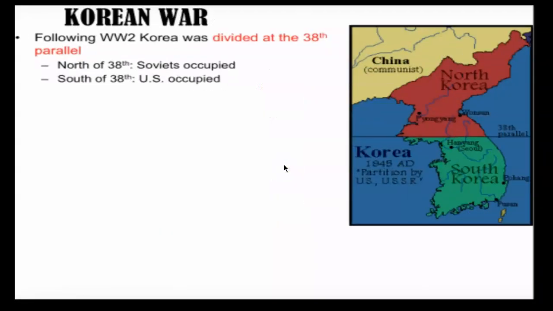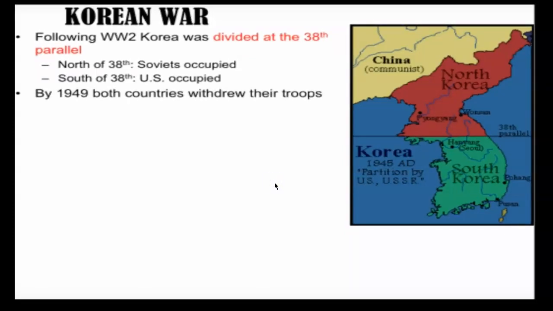We also see during this time the Korean War beginning. Following World War II, Korea was divided at the 38th parallel. This is the 38th parallel line that divided north from south. The North Koreans were led by the Soviet Union, so it was communist-based, and the South was occupied by the United States at the end of World War II, and that was a democratic country.